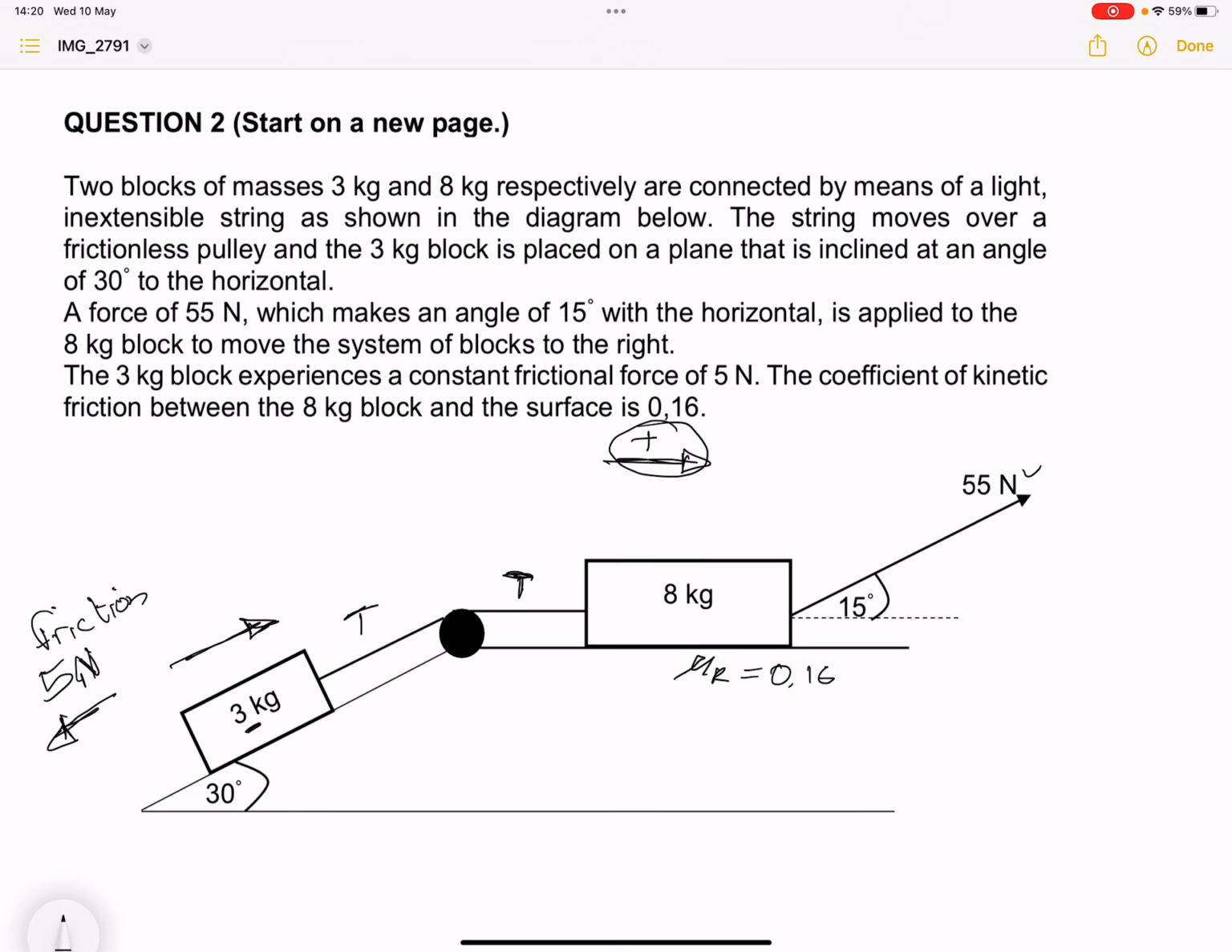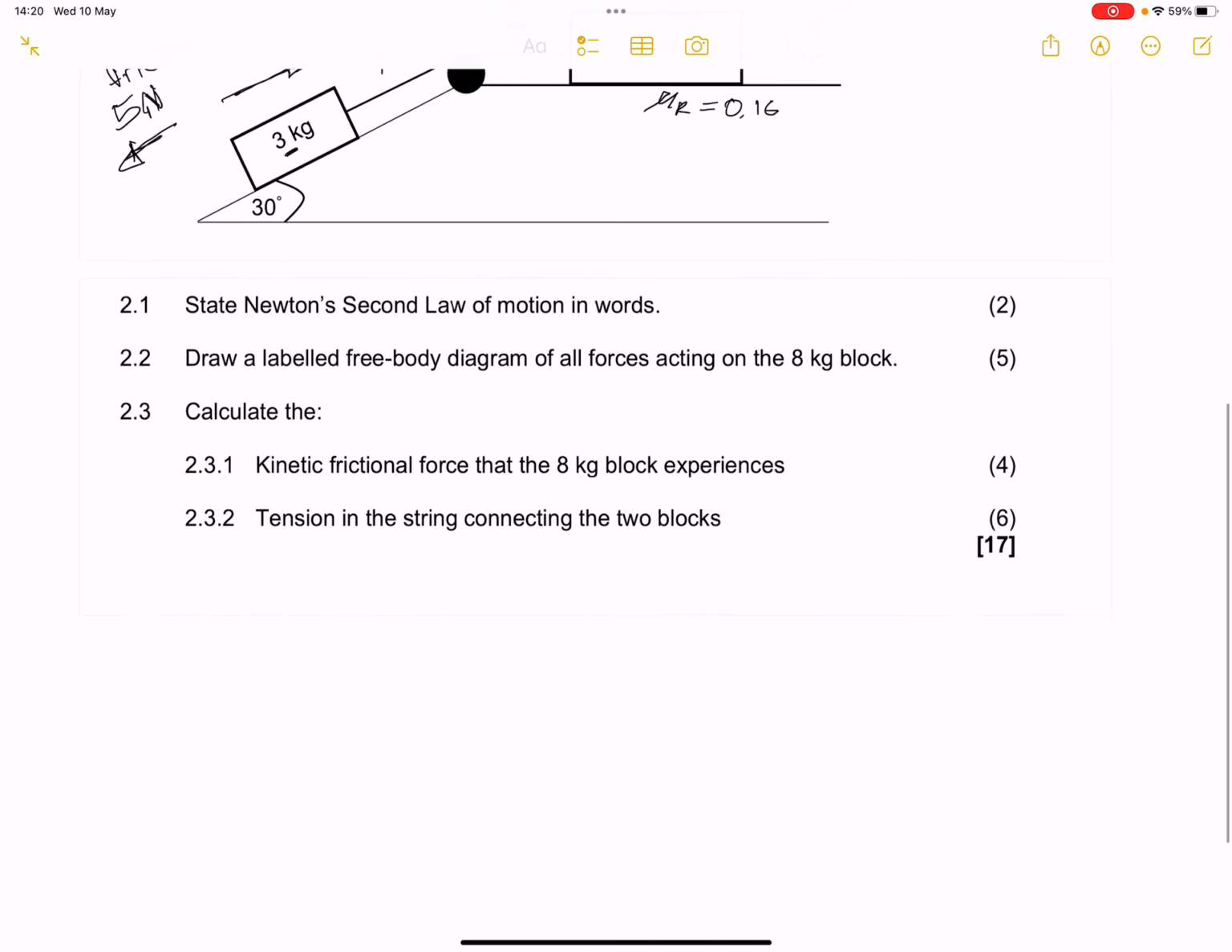All right, now let's look at the question. They say we should state Newton's second law of motion in words. I'm sure you know this off by heart by now. I even rode on a trolley. If you haven't seen that video, please go look at our shorts section and you'll see that I've stated that law quite clearly.